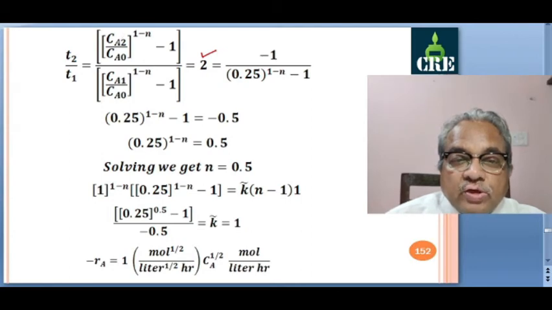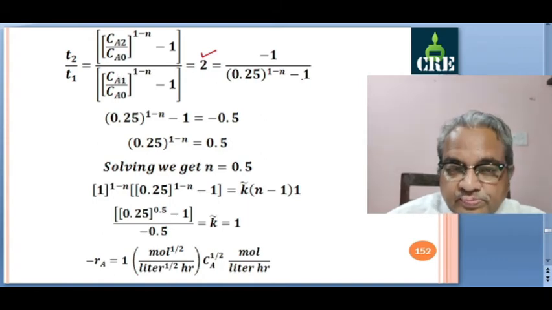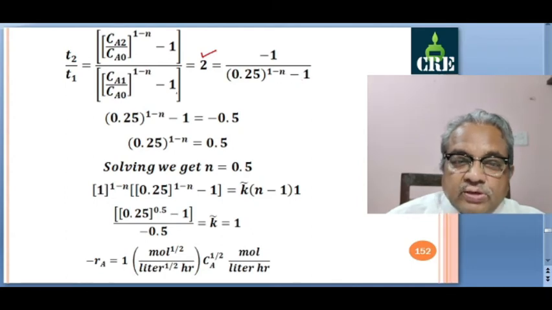What is Ca2? 0. So this becomes 0, and in the numerator you are left with only minus 1. Ca1 by Ca0. Ca1 is 0.25 and Ca0 is 1. So 0.25 raised to 1 minus n minus 1. For 75% conversion, Ca1 is 0.25.